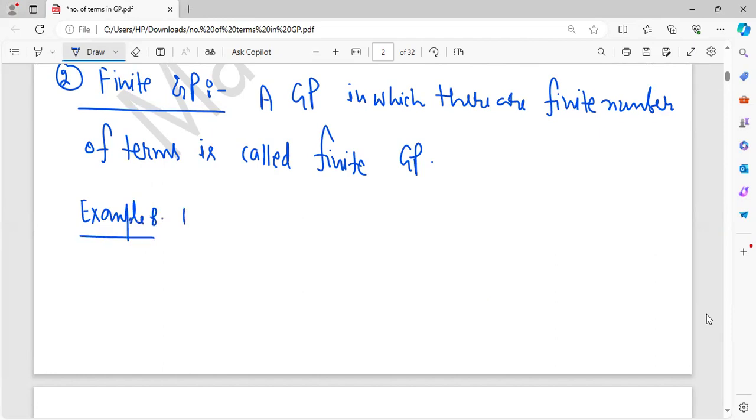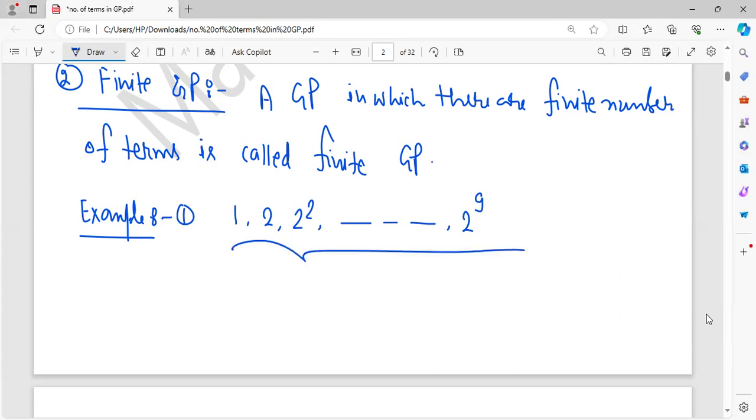I am taking this: 1, 2, 2 square up to 2 to the power 9. Now you see that this is finite, because the last term is 2 to the power 9. So this is finite GP.